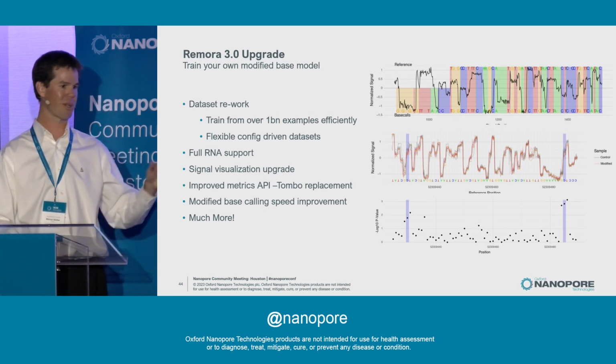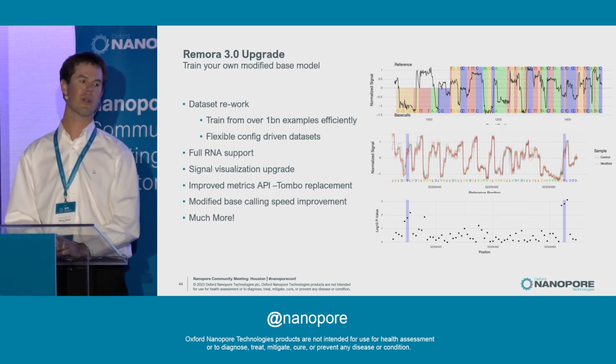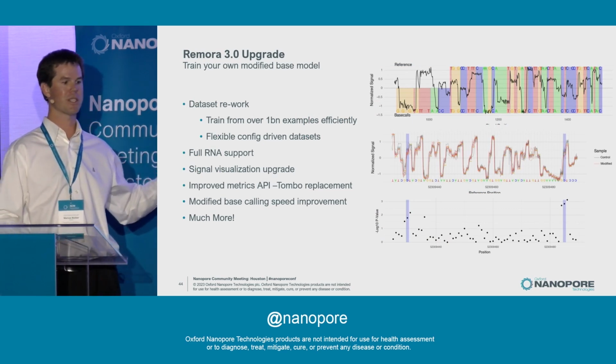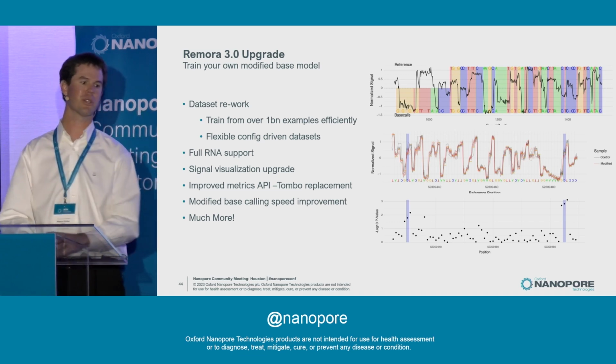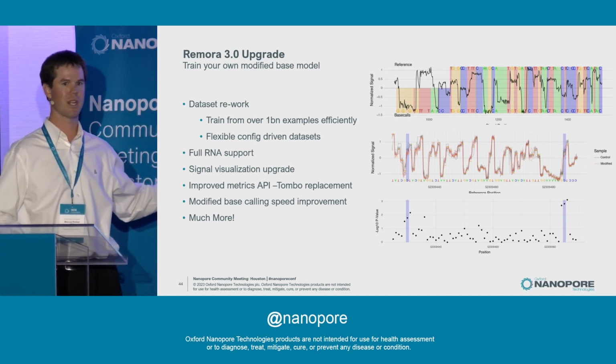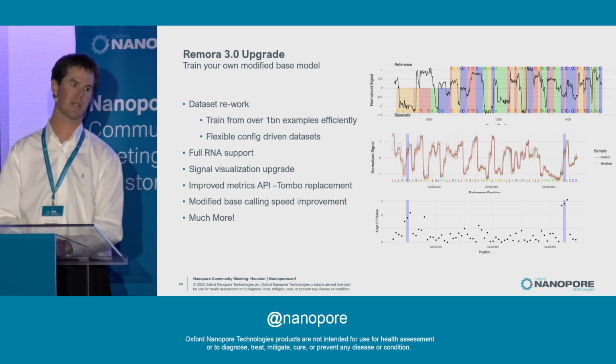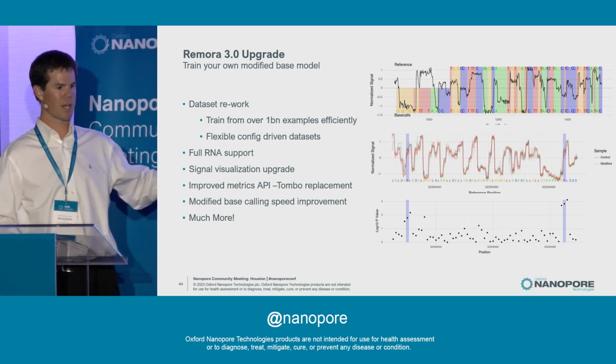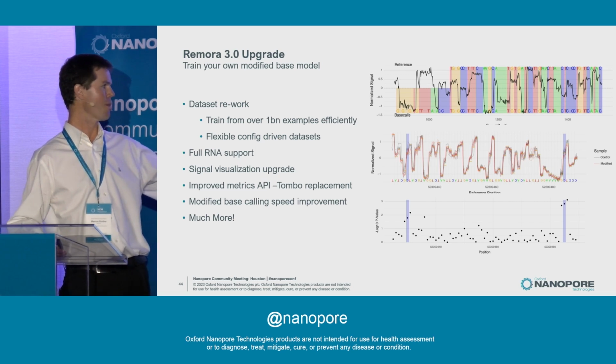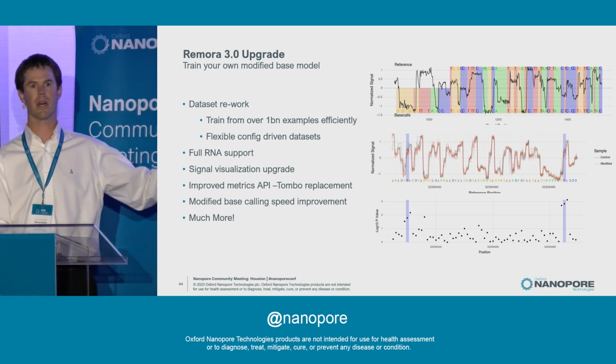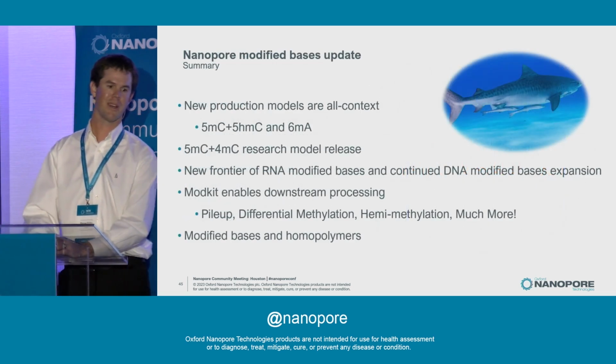Finally, I'll skip over this pretty quickly, I'm out of time, but we have a Remora 3.0 update where we have done a dataset rework. You can train efficiently from 1 billion training examples, with flexible config-driven datasets, which is how we've done all of these big updates. Full RNA support and the signal visualizations you see on the right, as well as an improved metrics API giving you the p-values on the bottom here.